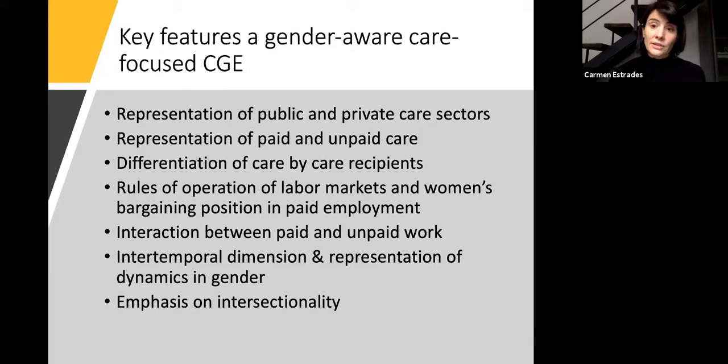And then some emphasis on intersectionality, because there is also evidence that not all women receive the same care burdens or participate in the same way in the labor market. So there are other characteristics of women that also affect their relation to the labor market and unpaid work at home. Other characteristics such as ethnicity, migrant status, and age are also important. So we should also consider them.